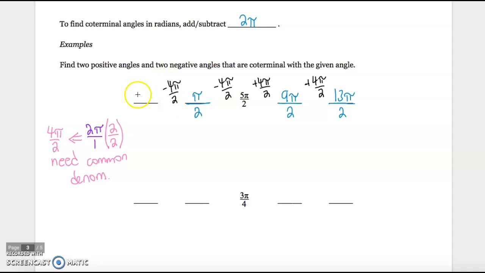Pi over 2 minus 4 pi over 2 is negative 3 pi over 2. And remember, my question asked me for 2 positive angles and 2 negative angles that were coterminal. I haven't reached the second negative one yet, so I have to do it one more time, actually. It's okay. What's that give me? Negative 7 pi over 2. There you go. So now I have at least 2 positive angles. I actually have 3 positive angles that are coterminal to 5 pi over 2, and then I have 2 negative ones that are coterminal to 5 pi over 2.